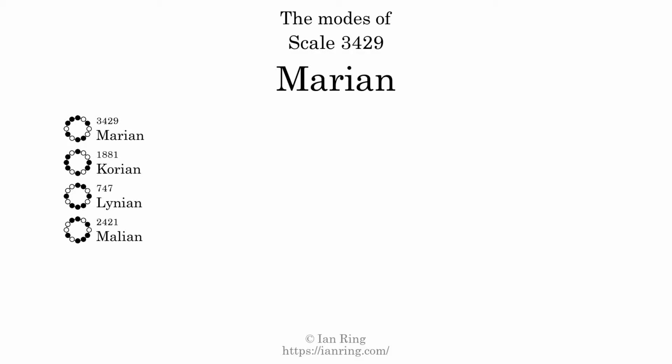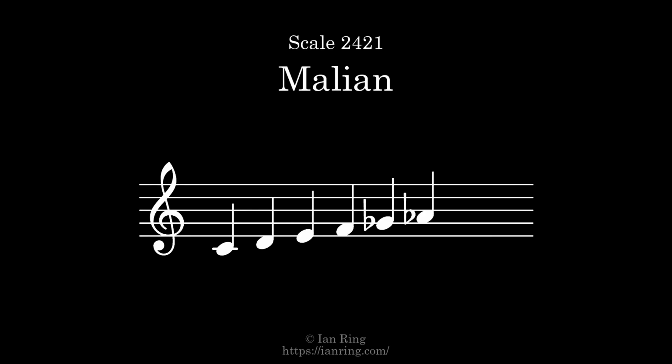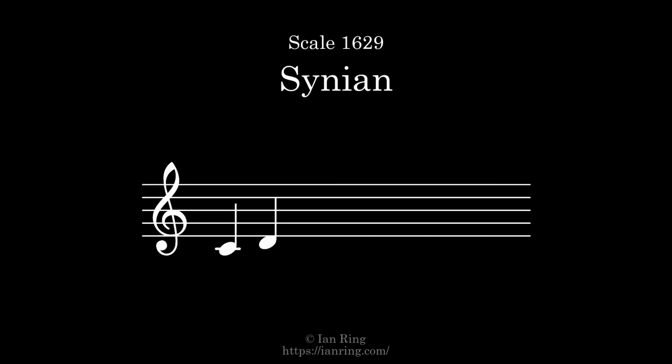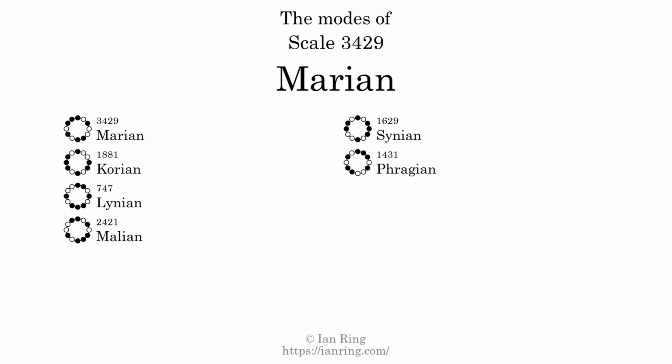The fourth mode is scale 2421, also known as Marian. It sounds like this. The fifth mode is scale 1629, also known as Sinyan. It sounds like this. The sixth mode is scale 1431, also known as Phrygian. It sounds like this.